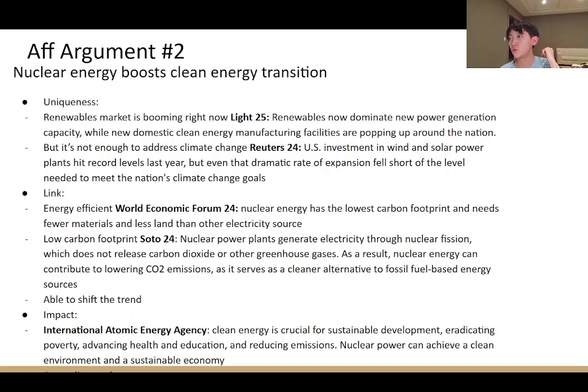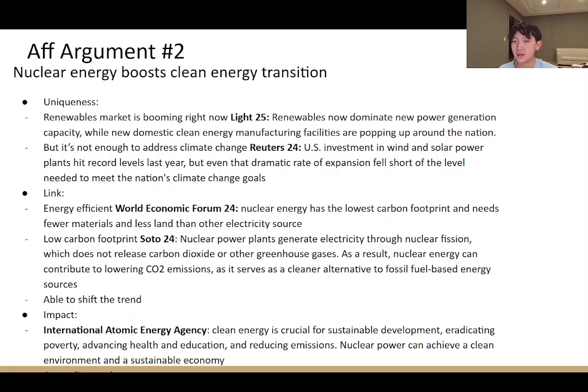However, it's not enough to address climate change, as Reuters24 finds that U.S. investment in wind and solar power hit record levels last year, but even that dramatic rate of expansion fell short of the level needed to meet the nation's climate change goals. Essentially, uniqueness right now, there's not enough to solve for climate change with current alternative sources.